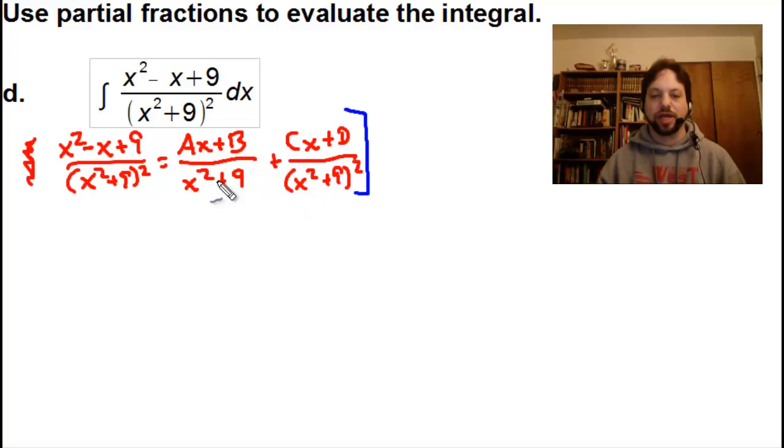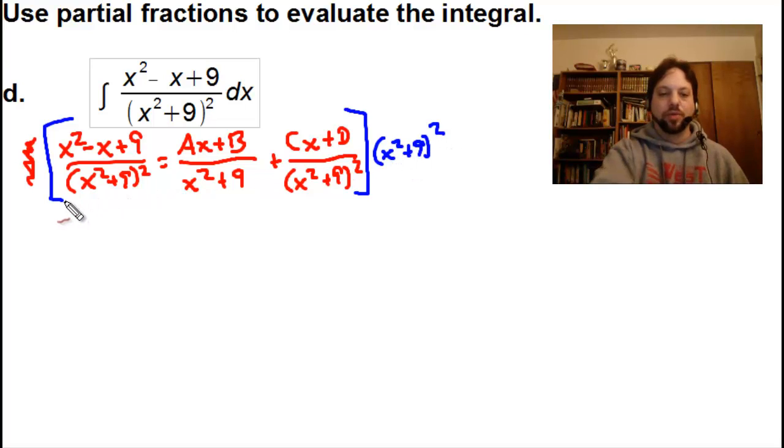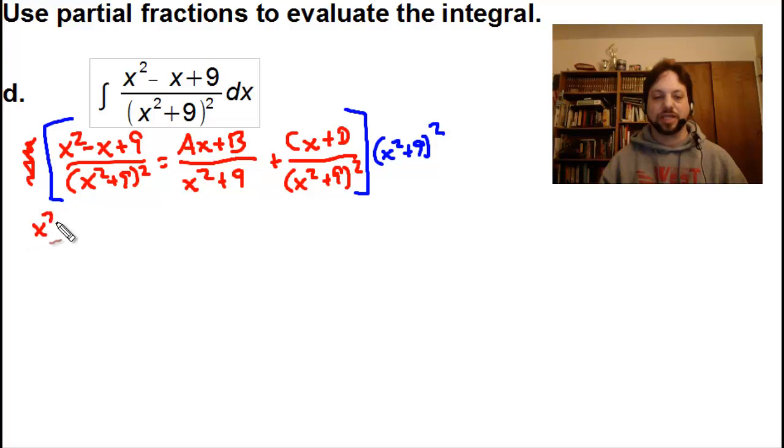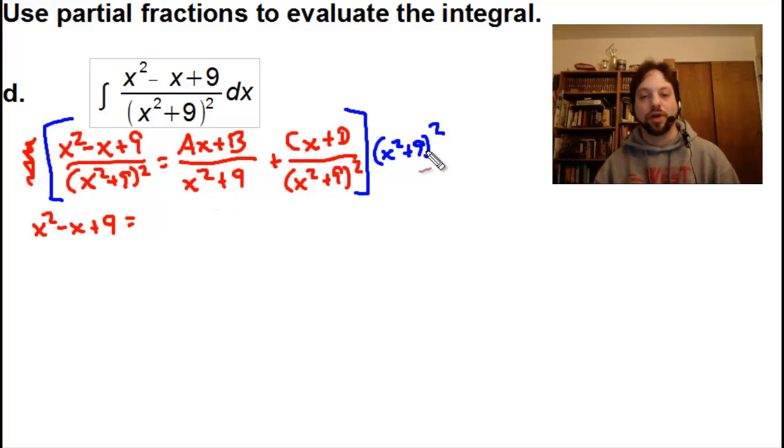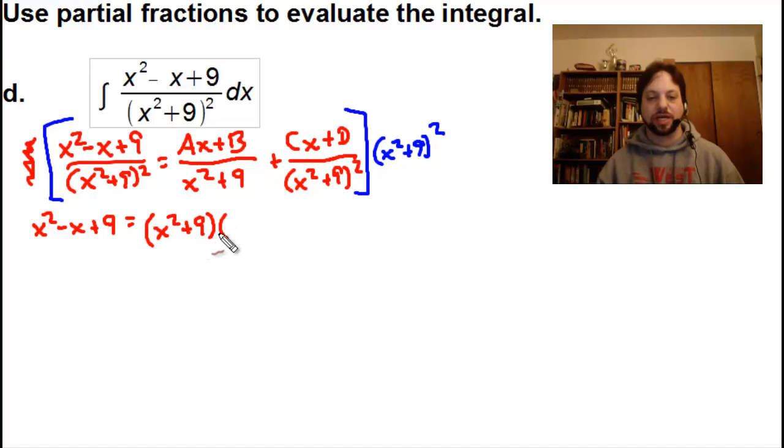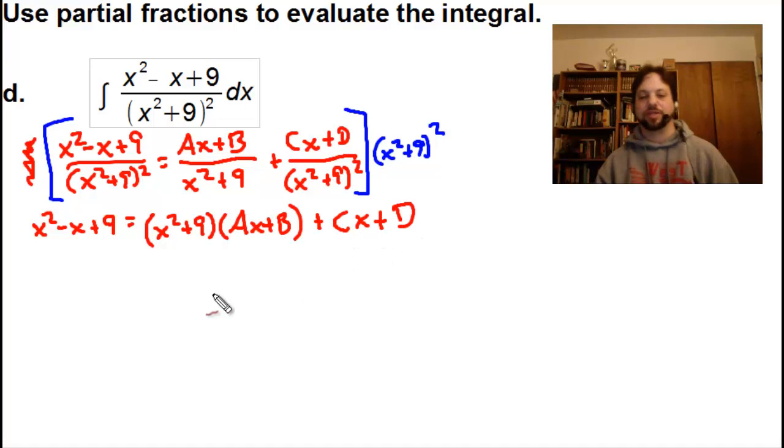And then all we'll do is multiply by the common denominator, in this case, x squared plus 9 quantity squared. What that's going to do is leave us on the left with just x squared minus x plus 9. Over here on the right side, this denominator will cancel out one of these, but it will leave the other. So we will have 1 x squared plus 9 to multiply by our ax plus b. This one, however, is the same as what we're multiplying by. They will cancel out, and we'll just be left with cx plus d.